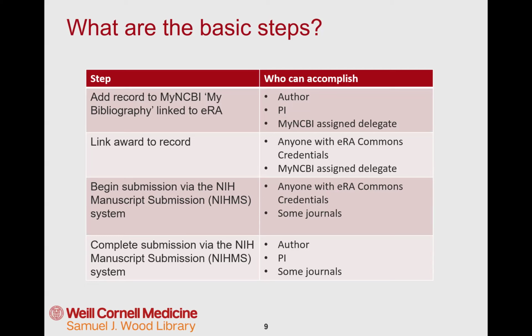The second step you always want to do is link the award that you're interested in to that record. So sometimes PubMed will know, based on the indexing from the journal or work that's been done in other systems, which grants funded which papers. But they don't always know that. So you always need to make sure that if you wrote a paper and you reference a grant in it, or you need to connect them, you need to do that in MindCBI, My Bibliography. And we'll show you how to do that in just a second.